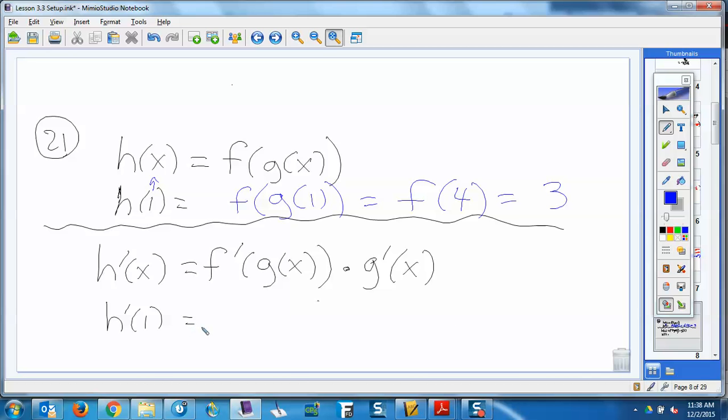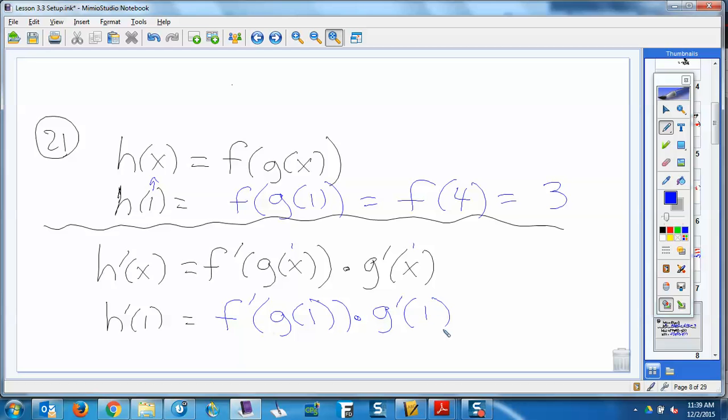So H prime of 1, before you can find H prime of 1, you got to have H prime of x. So here's H prime of x. That was the key element in 21. If you didn't write this out, then you're in trouble, right? You're not going to be able to get it. So H prime of x is that. That's just the chain rule. Derivative of the outside, leave the inside alone, times the derivative of the inside. So H prime of 1, we put a 1 in for the x. So we'd have F prime of G of 1 times G prime of 1.